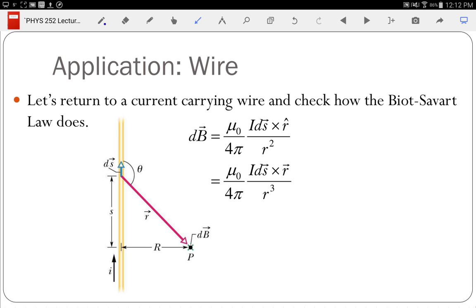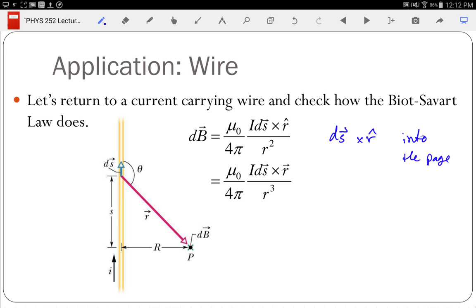If I'd done it down here, it still would have been into the screen. So for every piece of my wire, it's into the screen. Hooray! That makes my problem easier. Not all problems are going to have the direction be the same. So I can take this, and that's the first thing I evaluate. I determine that ds cross r hat is into the page. Now, of course, if you go around the wire, into the page is changing direction, but we can deal with that at a later date. So in our picture, ds cross r hat is into the page.